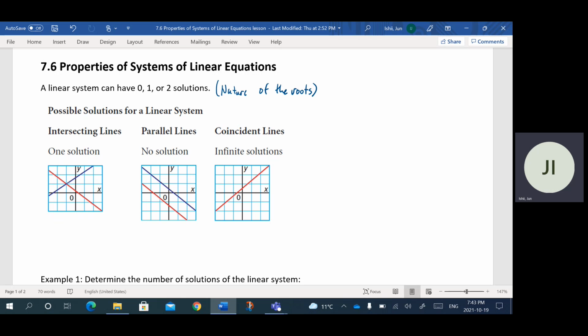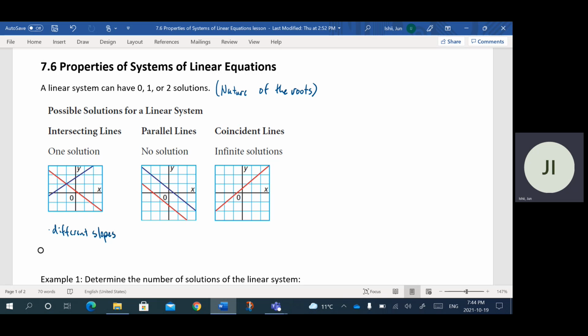But the first thing I want to point out here is in order to get one solution, you have to have different slopes. Remember, the slope of a line tells you the direction and the steepness. So if you have two different slopes, then obviously the lines have to intersect somewhere. In that case, you'll have one solution.